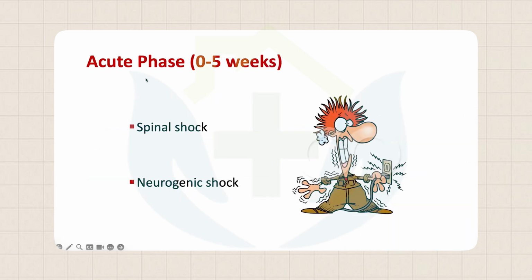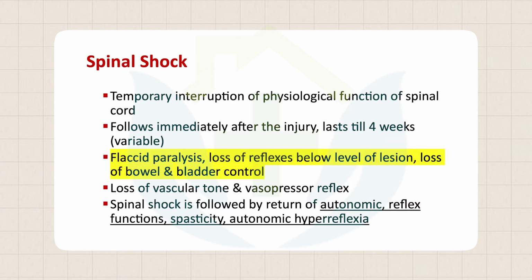So in the acute phase, we are mainly dealing with two important components, that is spinal shock and neurogenic shock. The easy way for you to remember is that spinal shock deals with the spinal nerves and neurogenic shock is related to the sympathetic system. Spinal shock is when you cut the spinal cord at a particular level because of injury, and the sensory and the motor supply is gone. That is simply spinal shock.